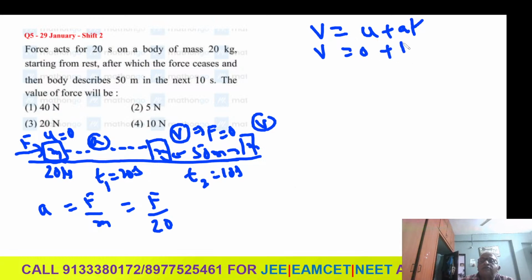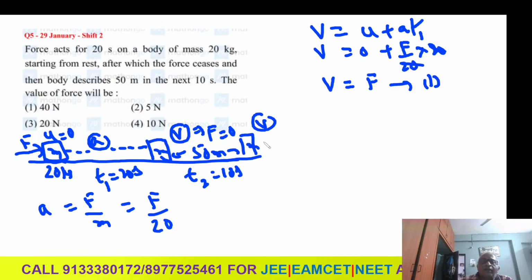A is nothing but F by 20. T1 time, T1 is 20 seconds. This is a board problem, also something we will do when we are doing problems. So if not for IPE, if we are doing general board problems, this will be there. 2020. The numerical value of V is equal to the force. This is the first equation.